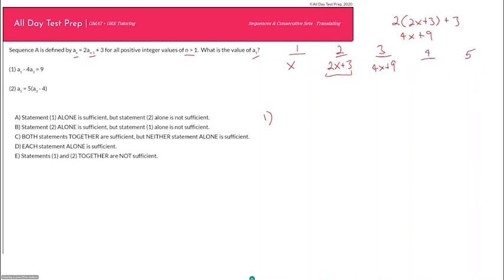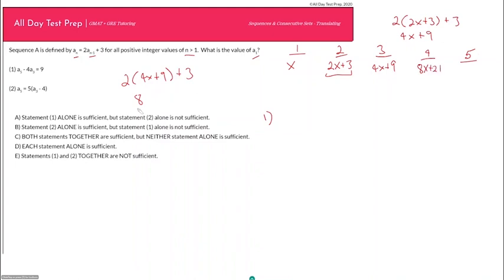The reason I want to write this sequence out up here, as opposed to next to my first statement, is because this comes from the prompt, right? So the generic sequence I'm writing out can be applied to both statements. It's universal. So this is my third term. My fourth term should be 2 times this plus 3. So that's 2 times 4x plus 9 plus 3, which is 8x plus 21.